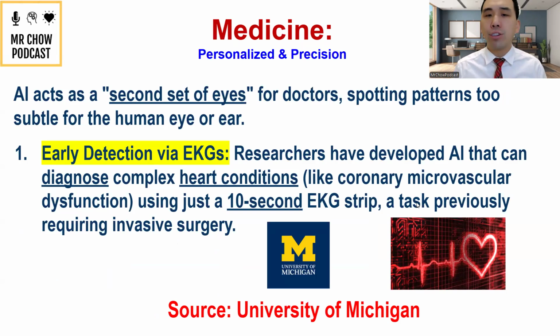Early detection via EKGs. Researchers have now developed AI that can diagnose complex heart conditions like coronary microvascular dysfunction using just a 10-second EKG strip. The University of Michigan was the group that created this, and this is pretty new. And we always want to avoid invasive surgery, and this is going to be helpful in that.